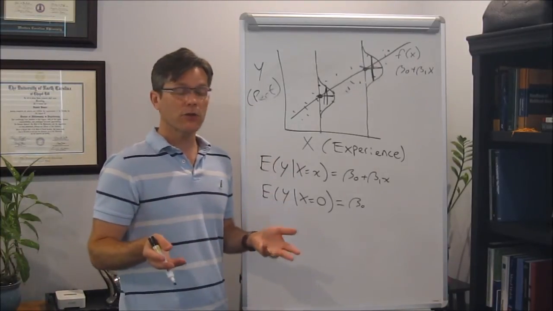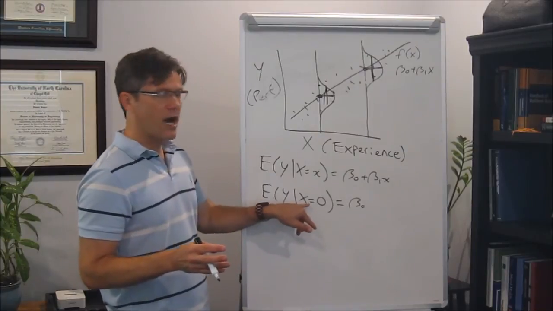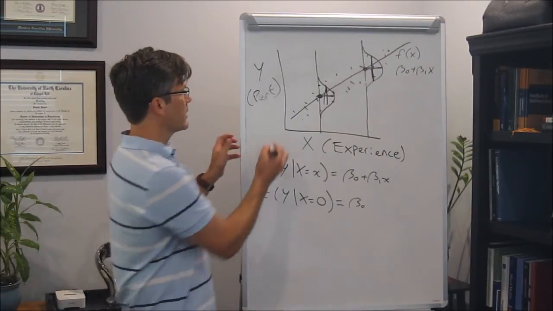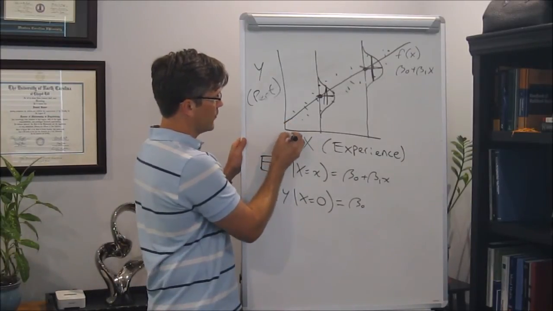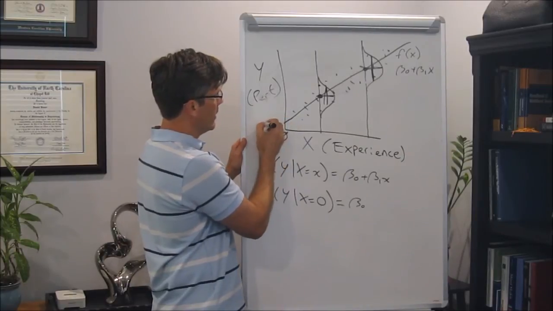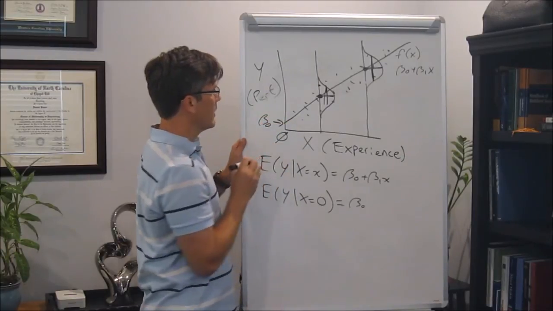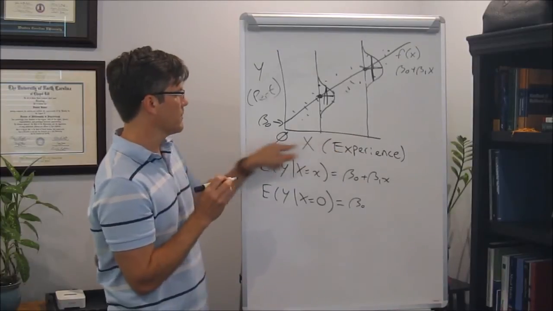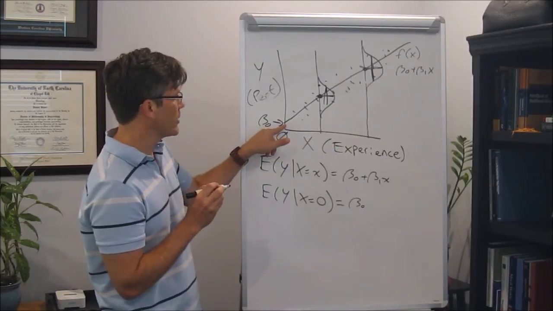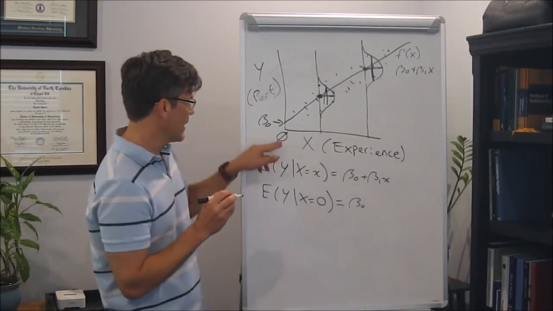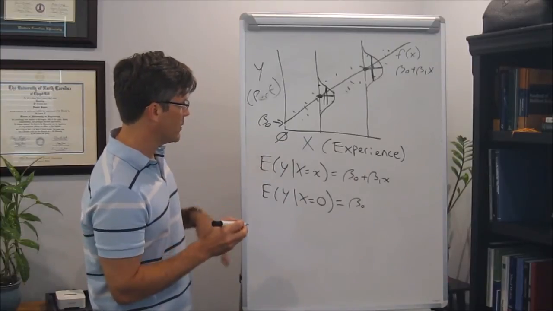Our intercept is interpreted as the expected value of y when x is 0. In this case, that would be the expected level of performance. So let's say 0 is right here. Beta naught would be the expected level of performance when experience is 0. So where that regression line crosses the y-axis, where x is 0, that's beta naught.